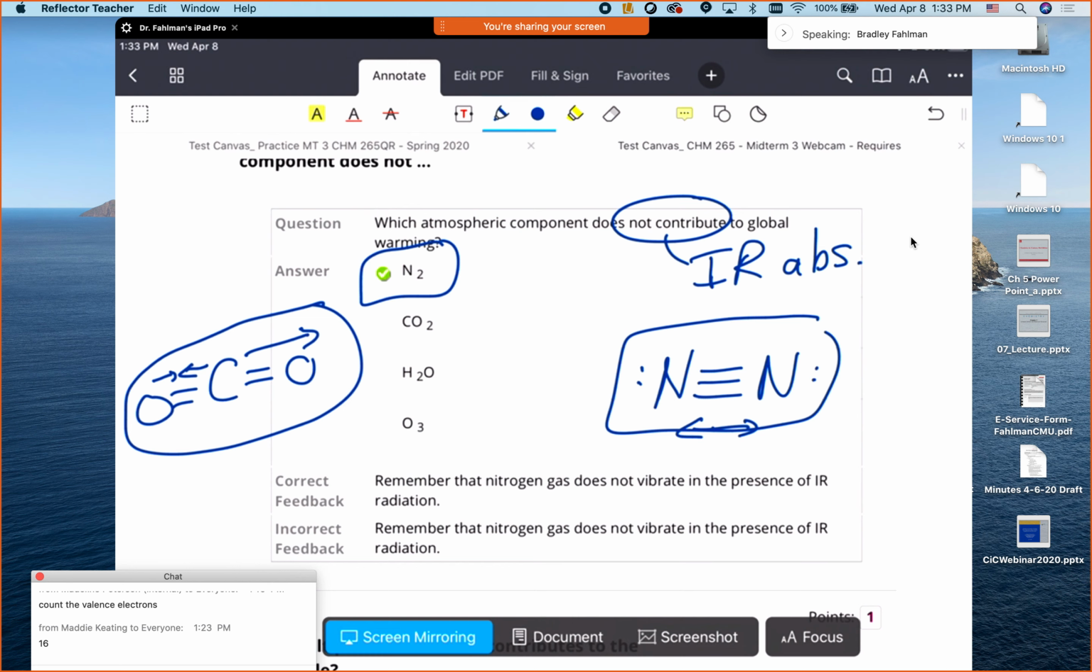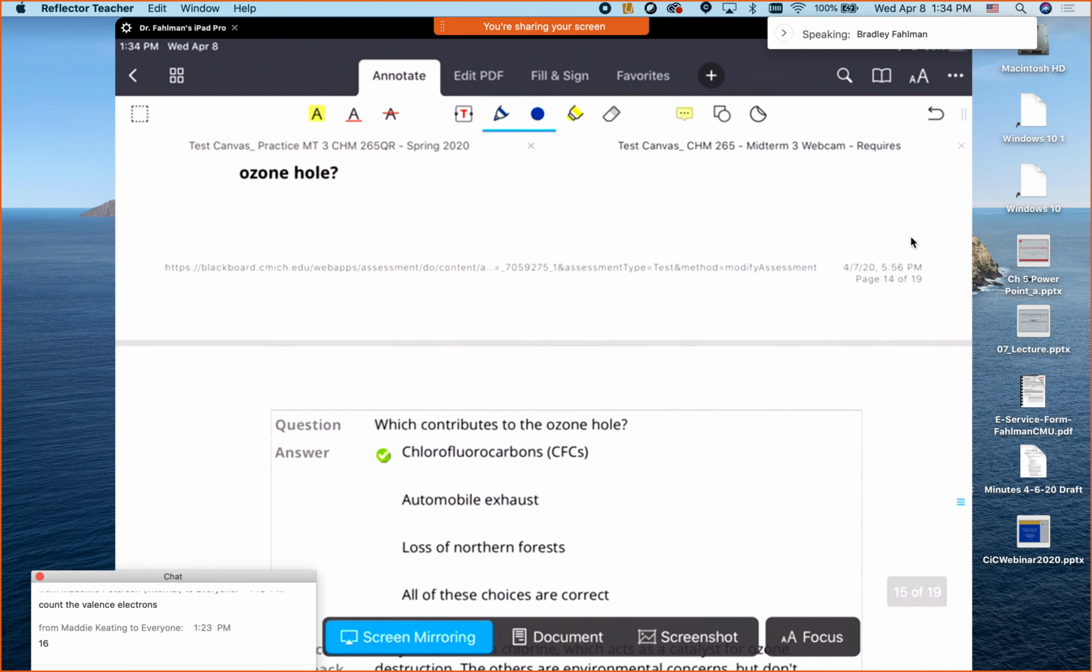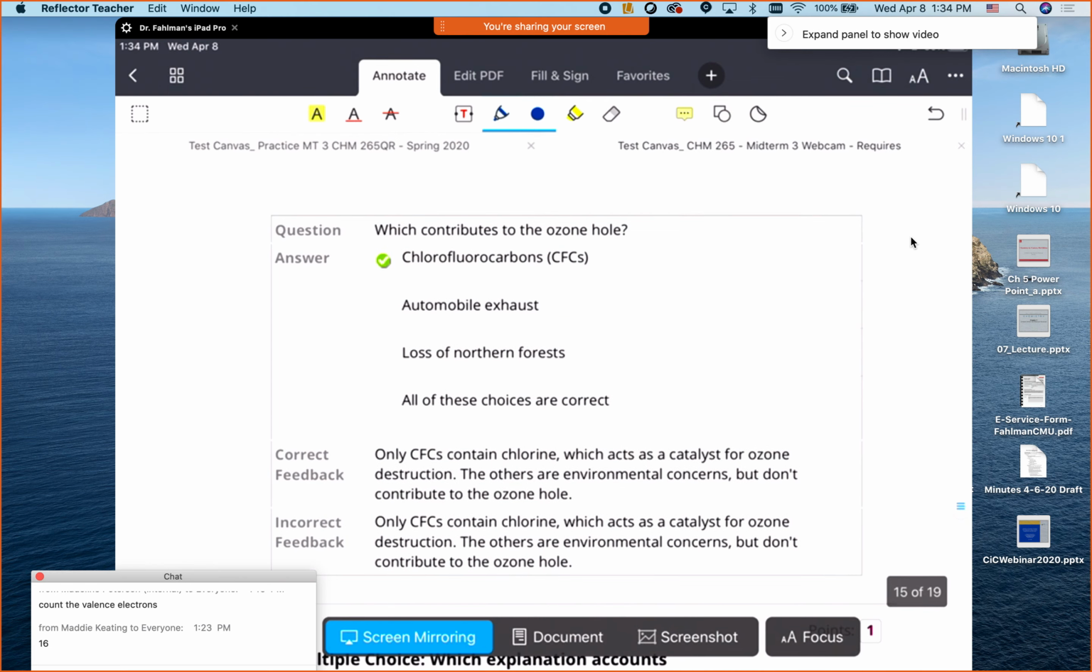Virtually any other molecule can absorb infrared radiation, even CFCs as well. But nitrogen, or argon, or anything else like that, oxygen just by itself, can't absorb infrared radiation. Which contributes to the ozone hole? These ones are responsible for climate change.